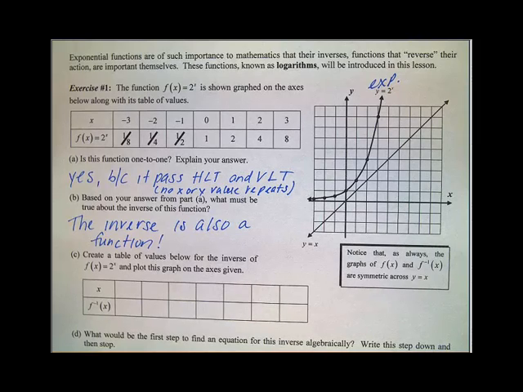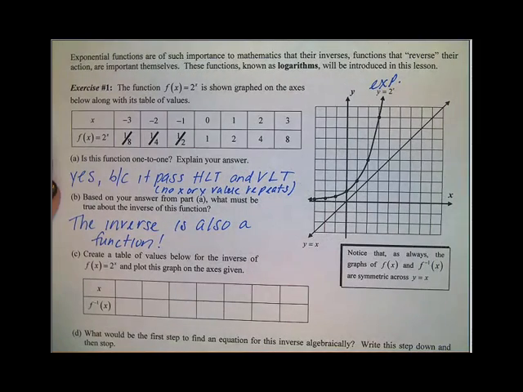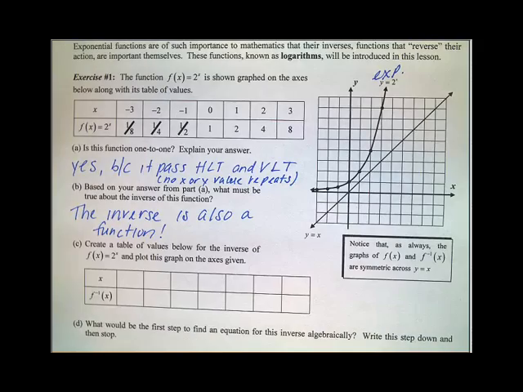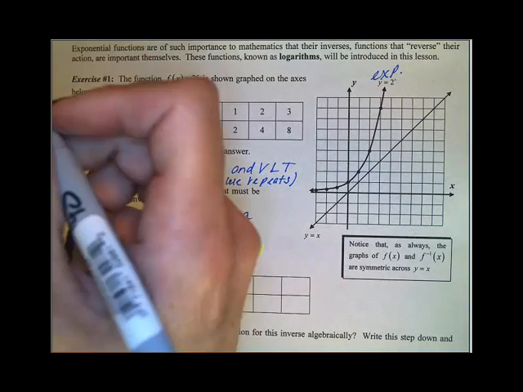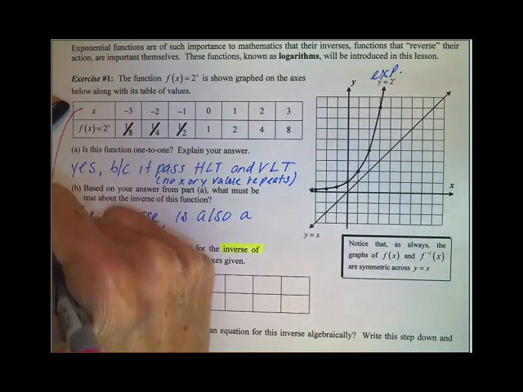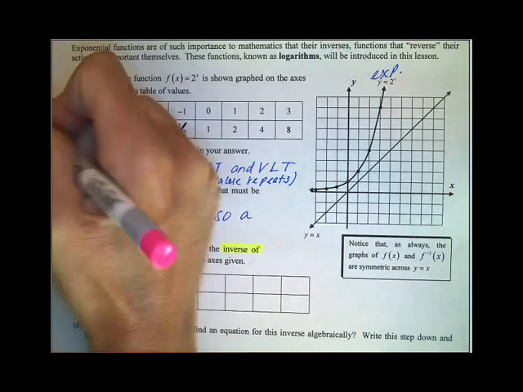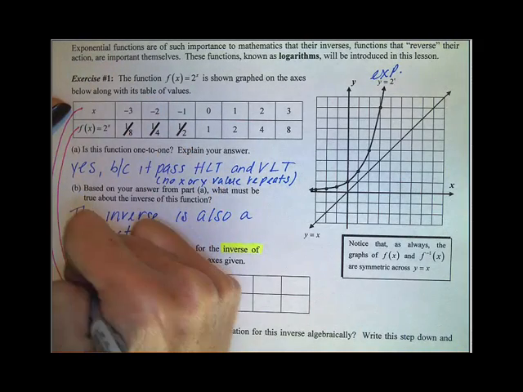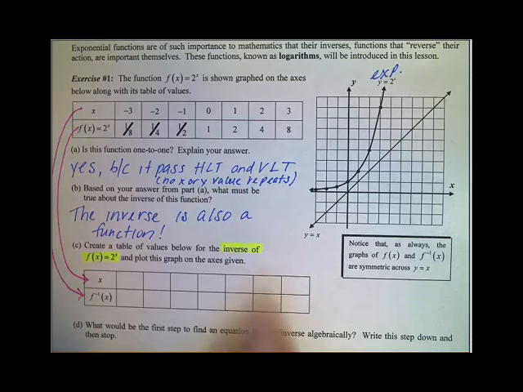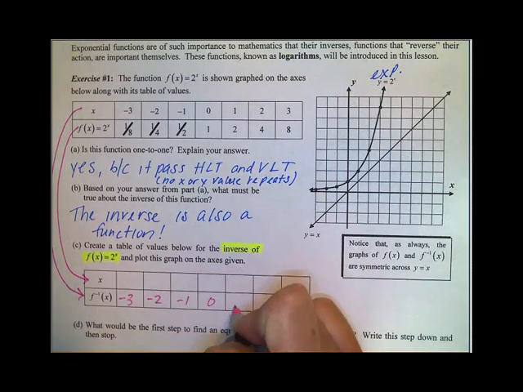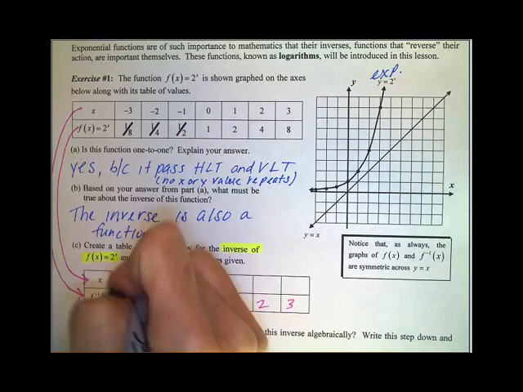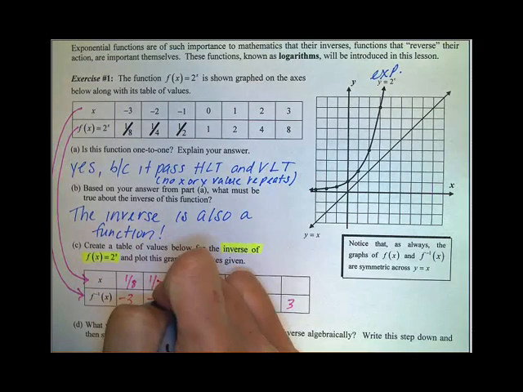So now they want us to create a table. Well, we already know that these are inverses of each other. We know that in the original, we have x, and x becomes y, and y becomes x. The input becomes the output, and the output becomes the input.